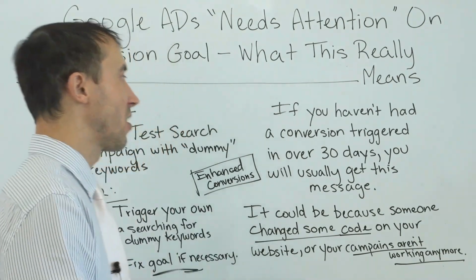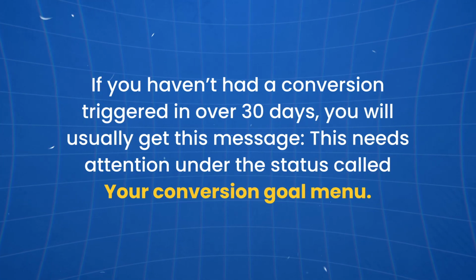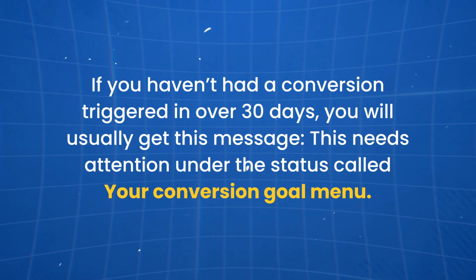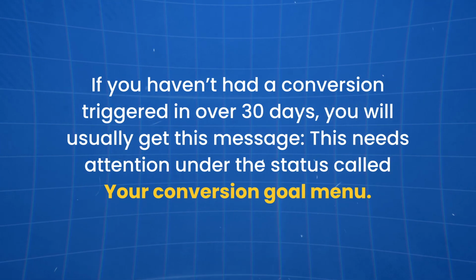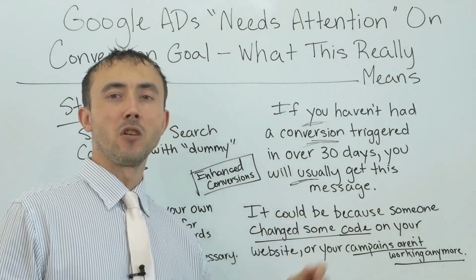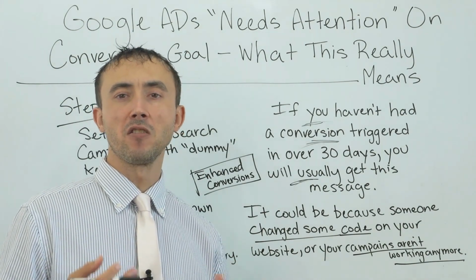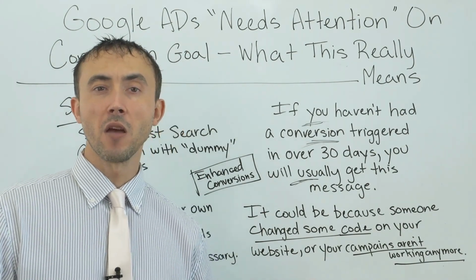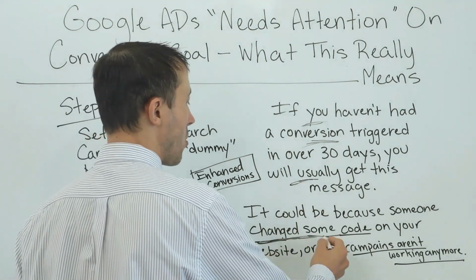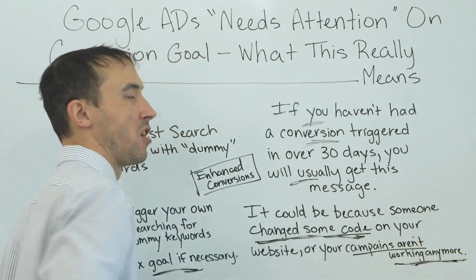So with that said, getting into the content here. If you haven't had a conversion triggered in over 30 days for a conversion goal you've set up, whether it be to track phone calls, form fills, whatever, you'll usually get this message, "needs attention," under the status column of your conversion goal menu. Obviously, this could be because you've got something misconfigured, something changed, something broke, or your campaigns are just not working. Someone may have changed some tracking code on your website, or your campaigns aren't working anymore because someone made some changes on your campaigns.